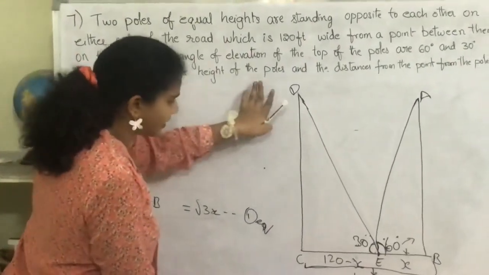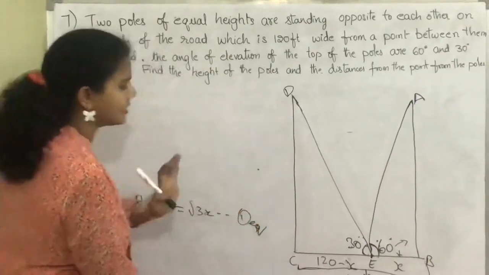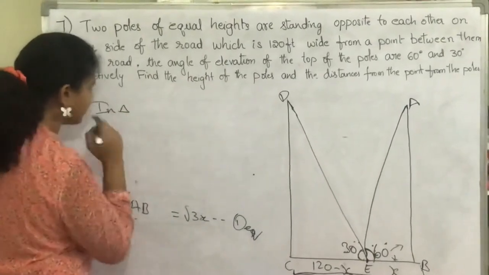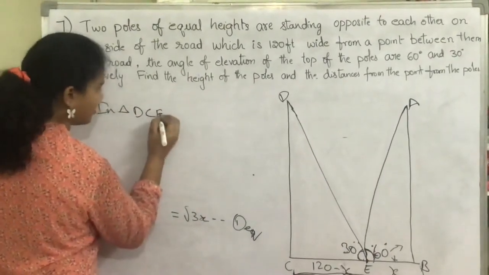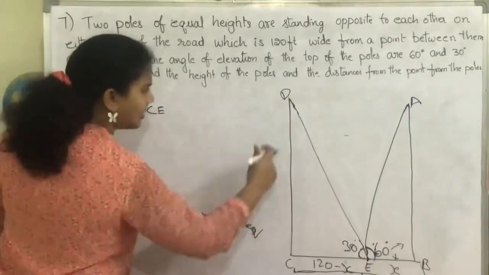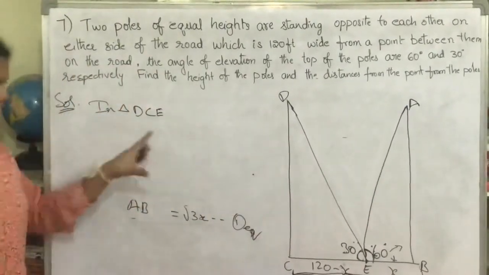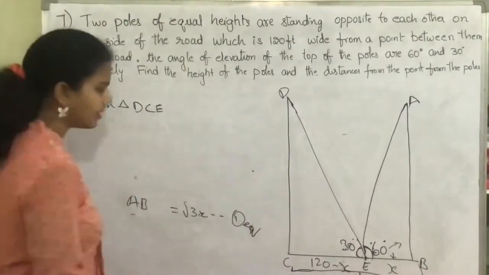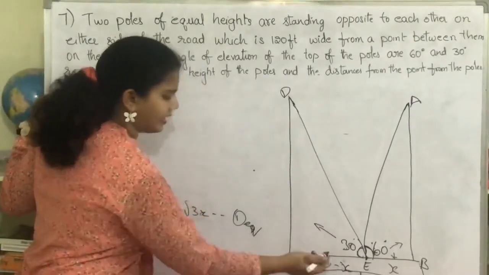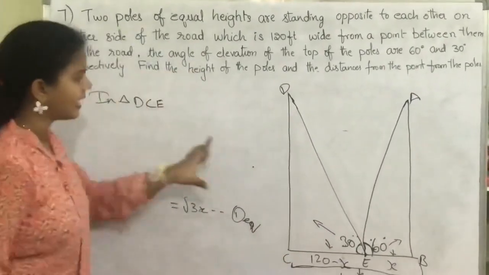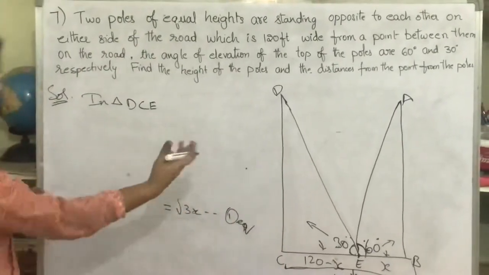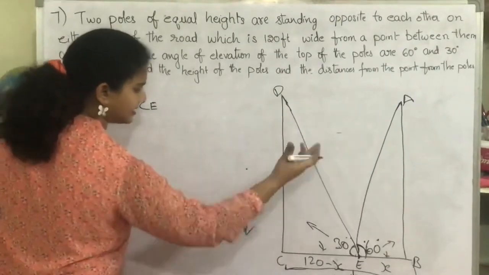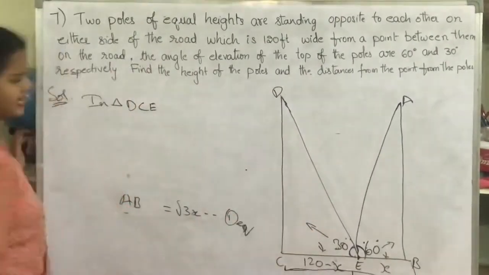Now let's consider triangle DEC or DCE. In triangle DCE, we need to find DC. To find DC, let's consider opposite by adjacent side again, opposite to the angle E and adjacent to the angle E in triangle DCE. Not in triangle ABE, ABE is done. So now let's consider triangle DCE, where it is a right angle triangle.